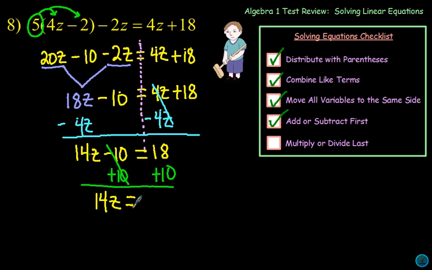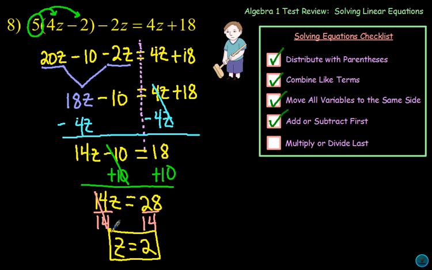14z equals 28. Again, that says 14 times z, so let's go ahead and divide both sides. So we'll divide by 14. Divide by 14, there's our golden rule. And let me slash out those 14s. And we end up with z equals 2.